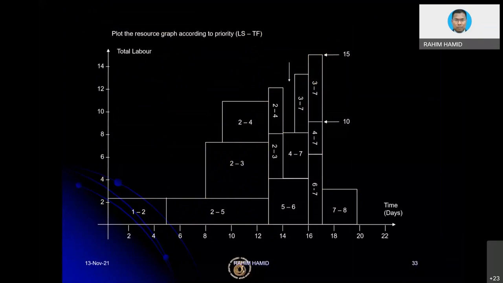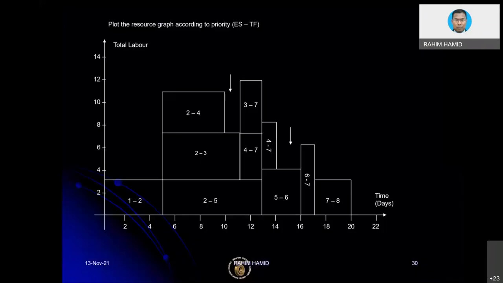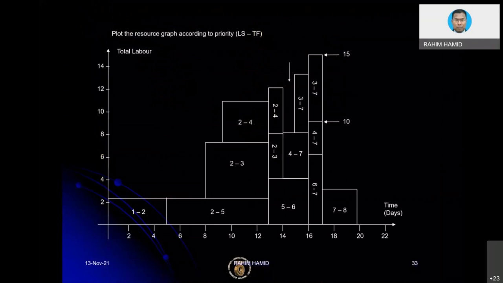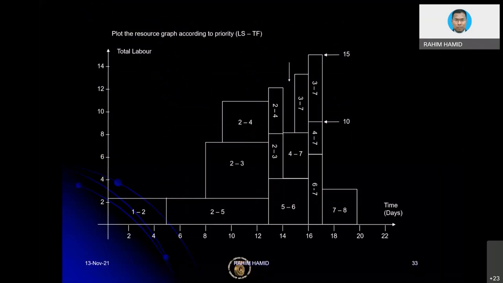Okay, let me show you again. This is based on early start. Okay, and then next would be on late start. So meaning to say, both diagrams are basically at the other extreme. One is on the early start, one is on the late start. So what happened is that it looks like, from this exercise, the late start is the one that will be chosen as a basis for us to make the adjustment.